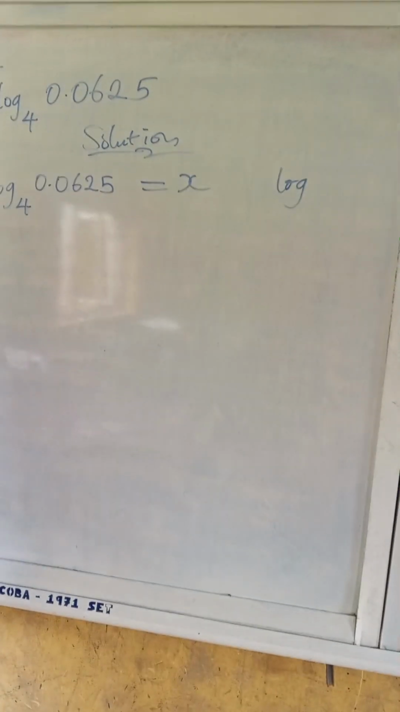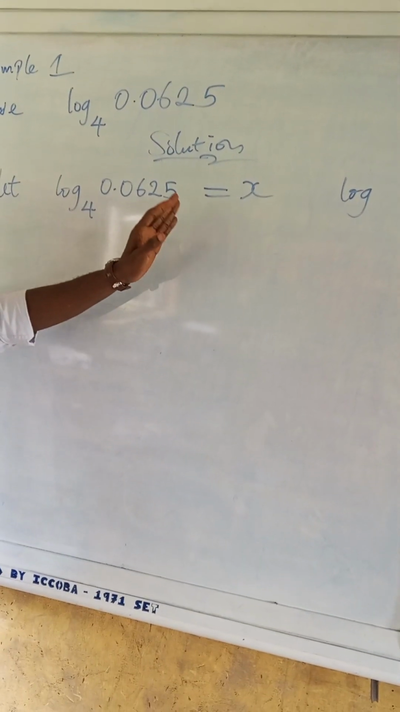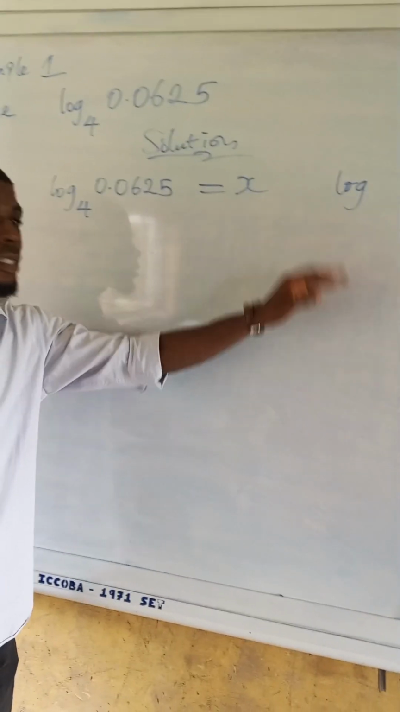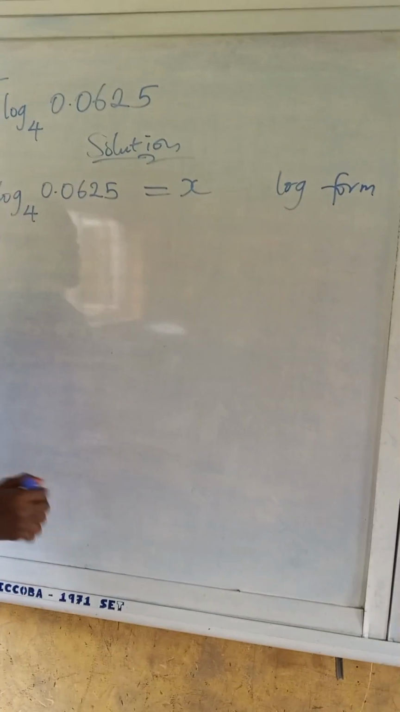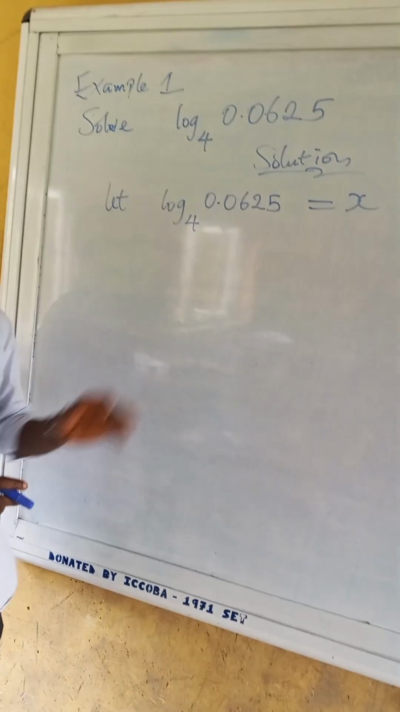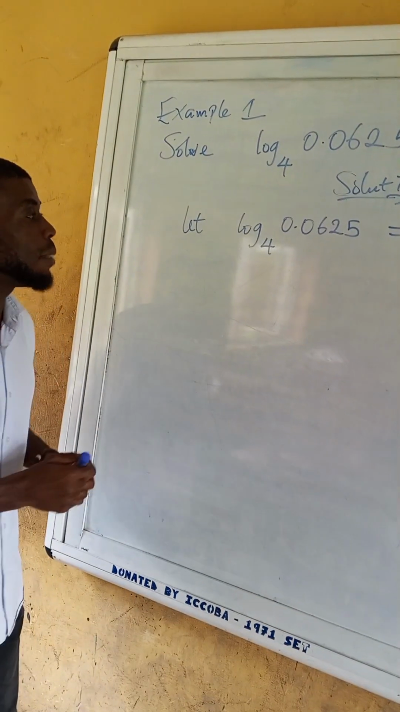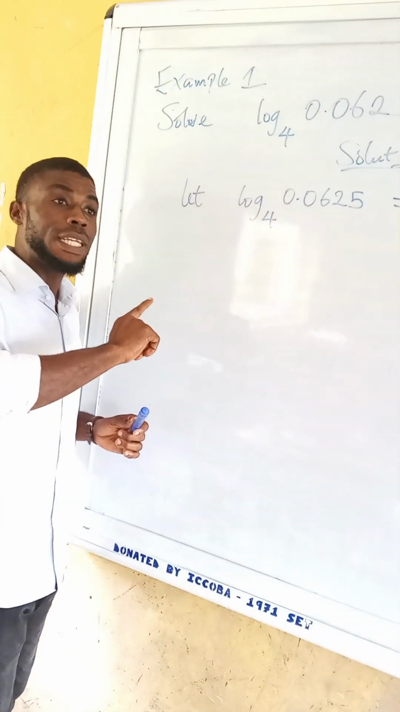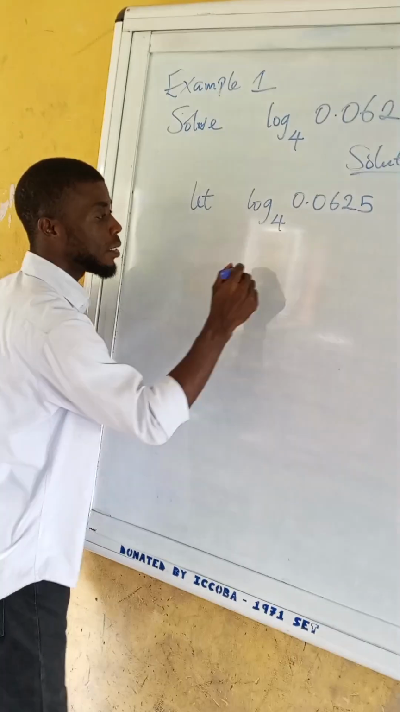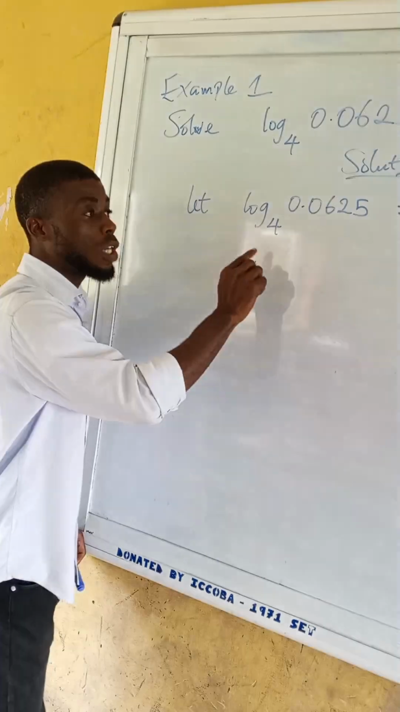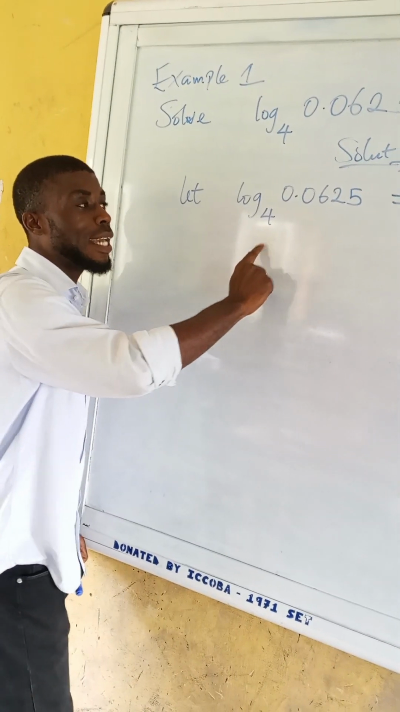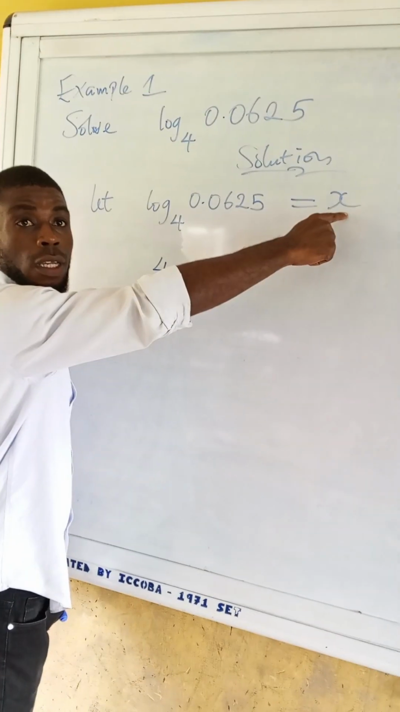Now this is the log form of this equation. Is it an equation? Yes, because of the equality sign. We are saying that whatever is on the left hand side is exactly the same as what is on the right hand side. Now if this is the log form, we have a corresponding index form of this equation. What will be the corresponding index form? The base of the logarithm will also be the base of the index form. What's the base here? 4. And the power of the index is going to be the answer or the result of the logarithm.